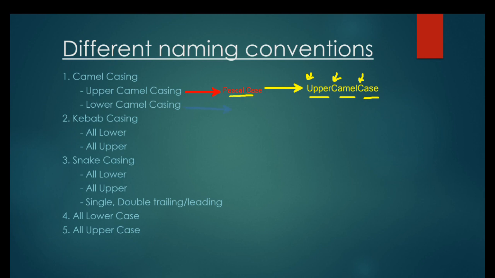Second one is lower camel case. In lower camel casing, if I want to write anything, I'll write something like this. So this is first word, second word, third word. The first letter of the first word will always be lowercase and the first letter of the other words will be in uppercase. So L here you can see is lowercase, C in uppercase and then C again in uppercase.